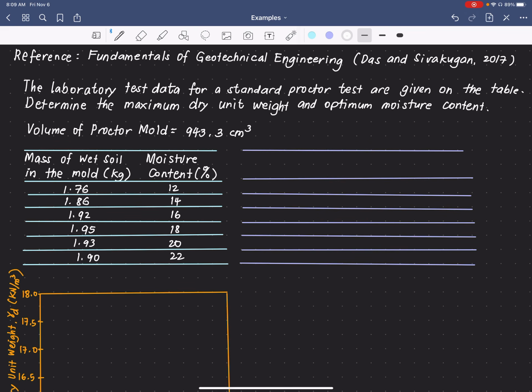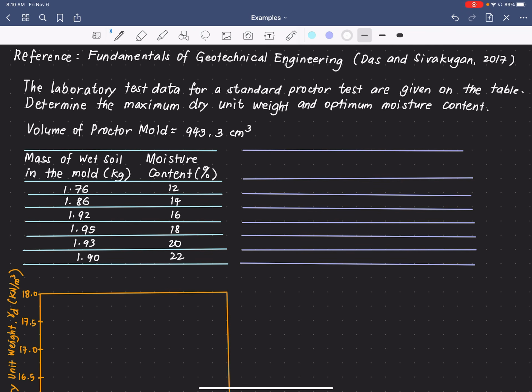For this test, the volume of the Proctor mold is given to be 943.3 cubic centimeter. And we have different values of moisture content. We have six different moisture contents, and with these moisture contents, the mass of wet soil in the mold is recorded to be 1.76, 1.86, 1.92, 1.95, 1.93, and 1.9 kilograms.